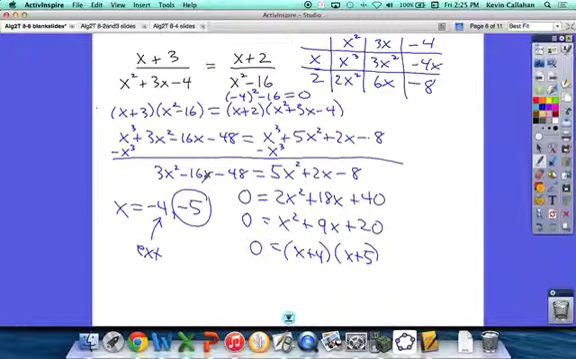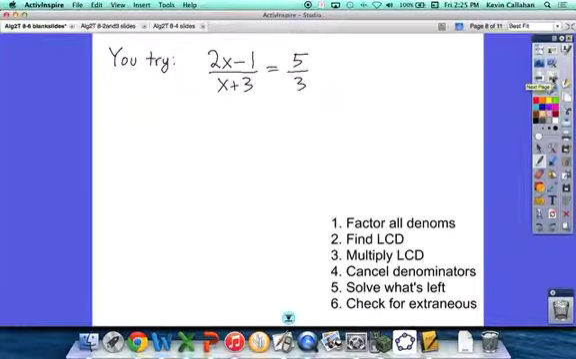Now, they're not all that hard. I mean, that was a particularly hard one. Before I do that, try to do that one by cross multiplying.